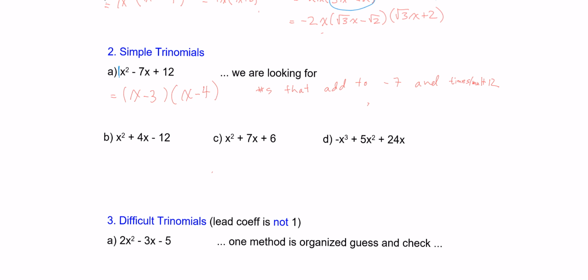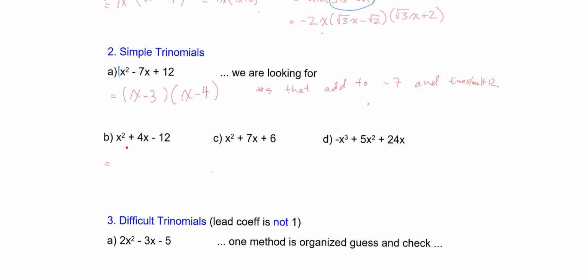We're going to do the same for the rest of these. The next one is x squared plus 4x minus 12. Because we have a positive 4x and a negative 12, we're trying to find numbers that multiply to negative 12 and add to positive 4. What this immediately tells me is that I have two numbers that multiply together. Those two numbers could be 3 and 4, 2 and 6, 12 and 1.